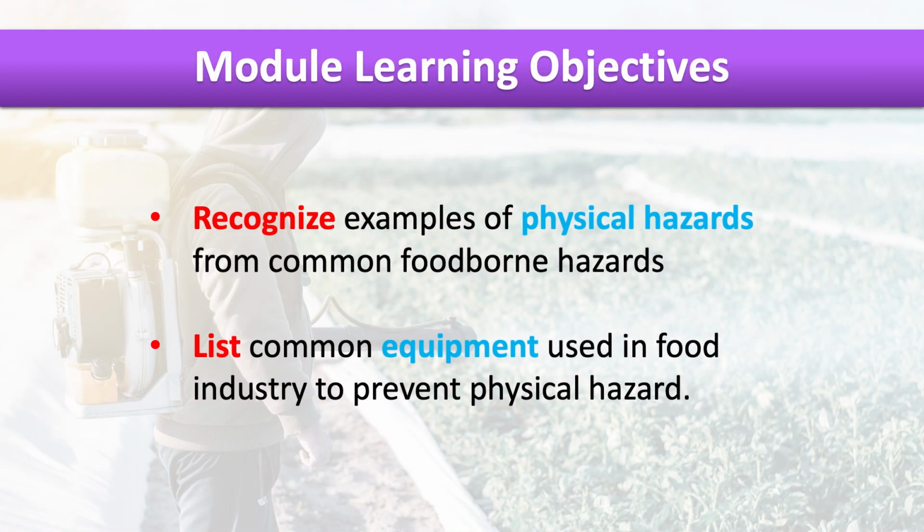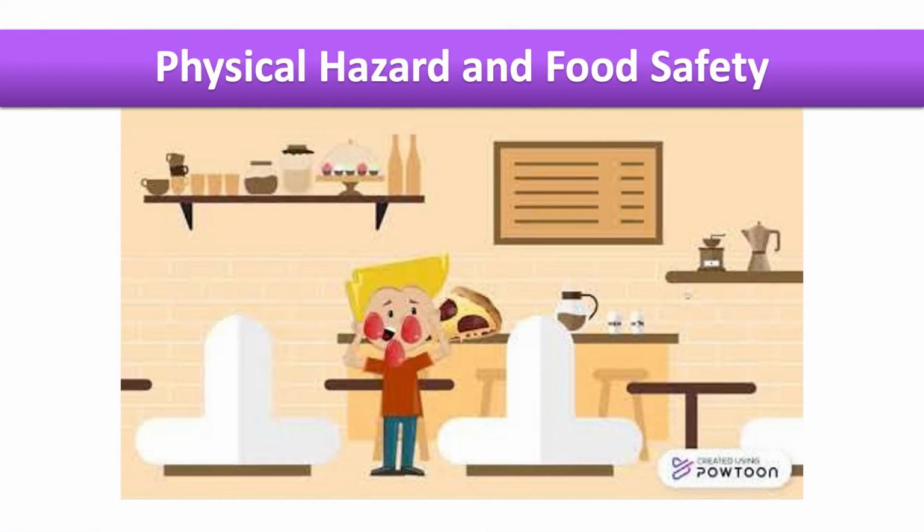The learning objectives for this module include recognizing examples of physical hazards from common foodborne hazards and listing common equipment used in the food industry to prevent physical hazards. Now, let us watch a short video clip demonstrating how physical hazards may be associated with our daily food safety.